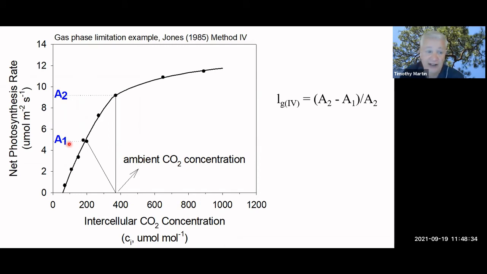So to me, this is a fairly intuitive estimate of gas phase limitation. I can sort of imagine this situation with no gas phase limitation. And I know that when gas phase limitation is in place, this is the net photosynthesis rate. So this difference is due to gas phase limitation. So this will be some percentage, some fractional reduction in net photosynthesis that's due to gas phase. So that'll be a number between 0 and 1. So that's a nice, to me, intuitive estimate of gas phase limitation.